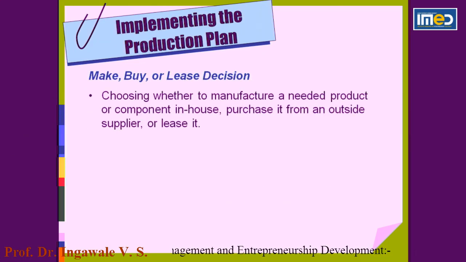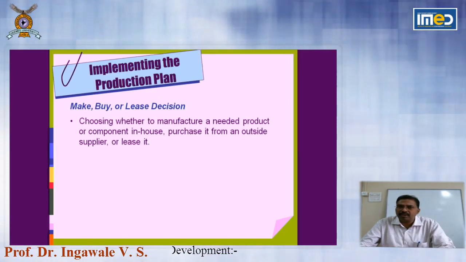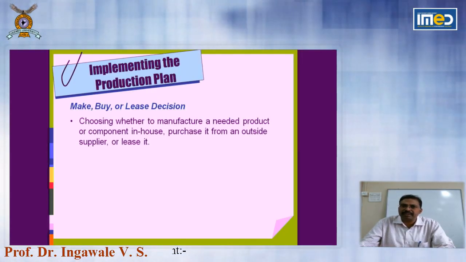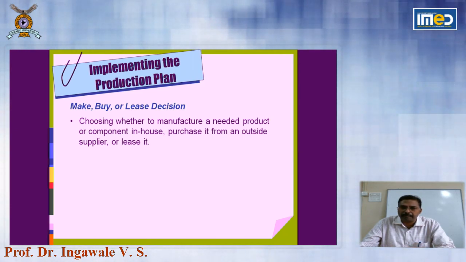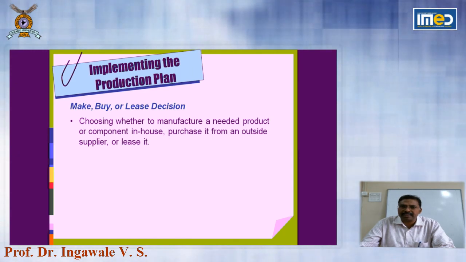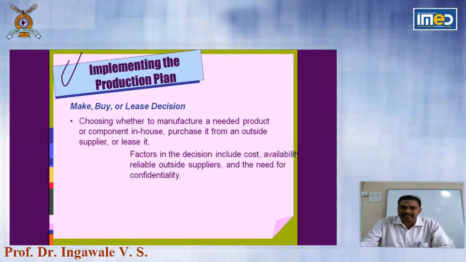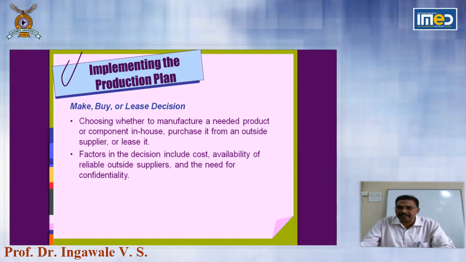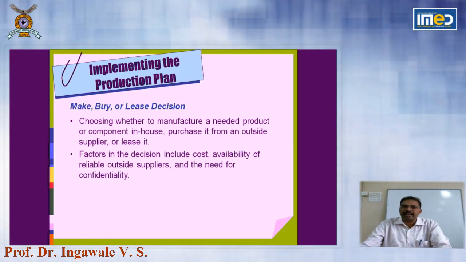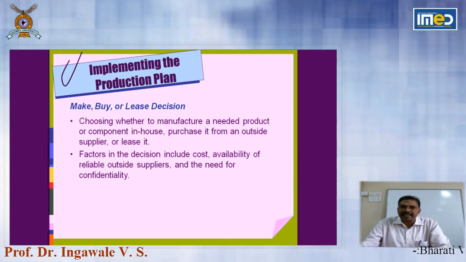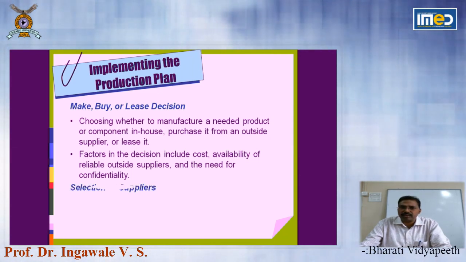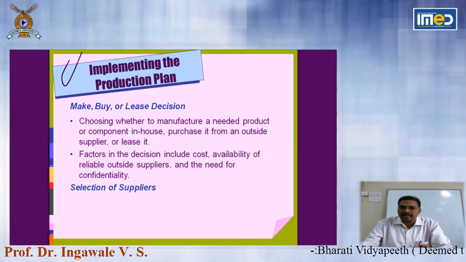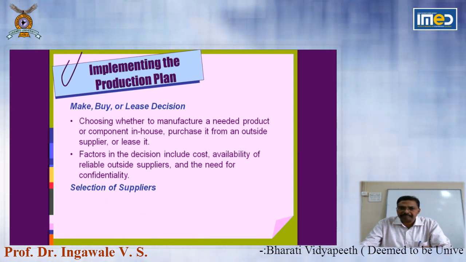Then next, implementing the production plan. Here, make, buy or lease decision. So whether to manufacture a particular product in the company or buy from outsiders. So choosing whether to manufacture a needed product or component in house, in that particular company, or purchase it from an outside supplier or lease it. Factors in the decision include cost, availability of reliable outside suppliers, and need for confidentiality. So these factors will affect that particular decision whether to make or buy.